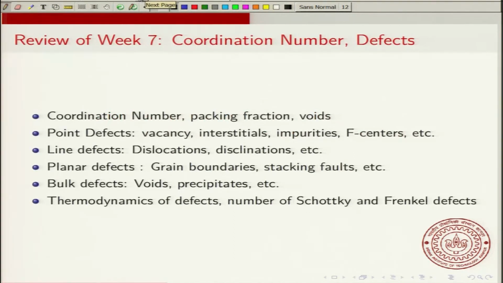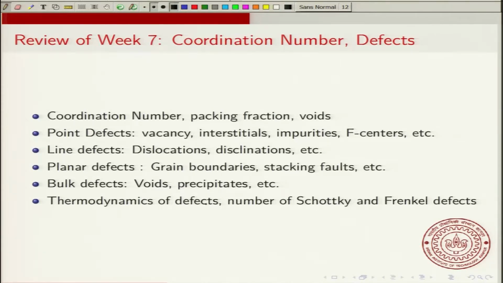Let us first review what we learnt. Overall, we learnt about coordination number and defects. Initially we learnt about the coordination number, packing fraction and voids in crystals. Then we learnt about defects in crystals such as vacancies, interstitials, impurities, F centers, these are the point defects. Then line defects such as dislocations, disclinations, planar defects, grain boundaries, stacking faults, a little bit about bulk defects like voids and precipitates, and then we studied the thermodynamics of defects, the number of Schottky and Frenkel defects.